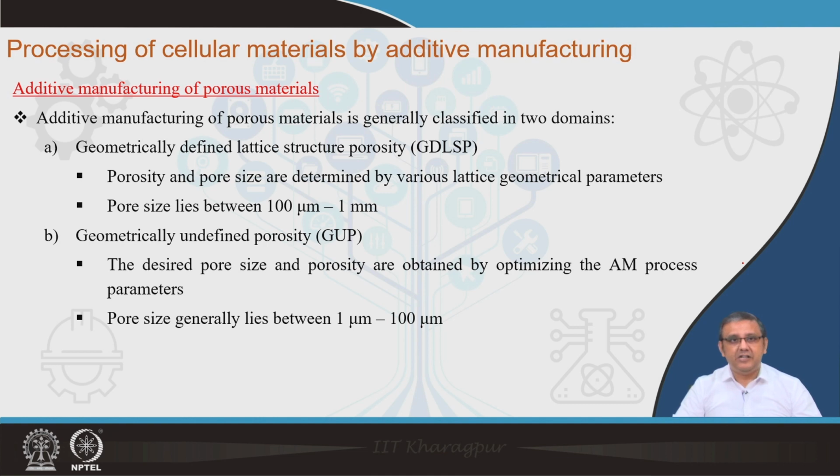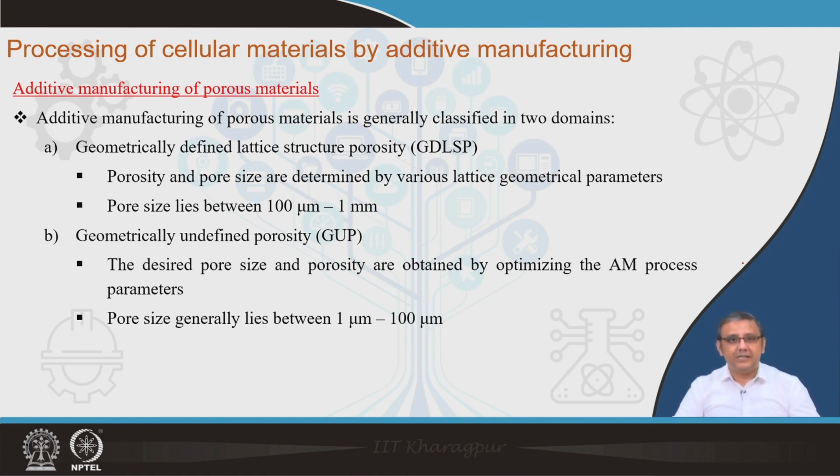The first classification, GDLSP, means that it provides a well defined geometry. That means once the 3D model is created at the very first stage, at that stage itself we have to determine the porosity, the pore size and the other structural parameters, and the AM technique will fabricate the component based upon the definitions created at this stage. So we can state that the GDLSP state is more of a design controlled parameter, where we actually control the design.